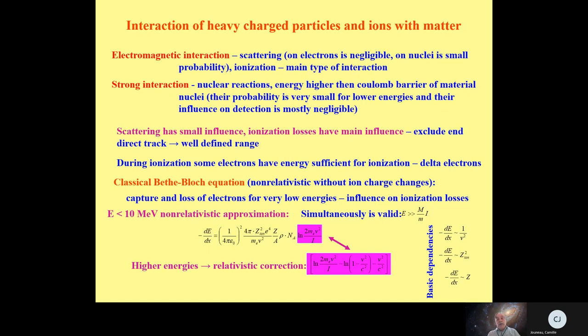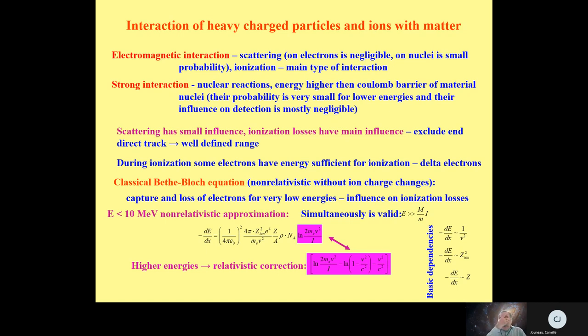This is also the reason why the track of this particle has a very well defined range. It is possible to see the range of a particle in some matter, depending on the energy of the particle, and for a monoenergetic beam you have the same range for all these particles. If you have enough energy for this heavy particle, sometimes the ionization transfers enough energy to an electron that it will have enough kinetic energy to start ionization itself. Such electrons are named delta electrons.